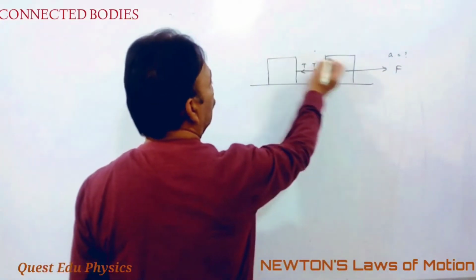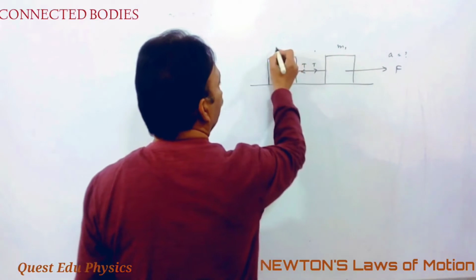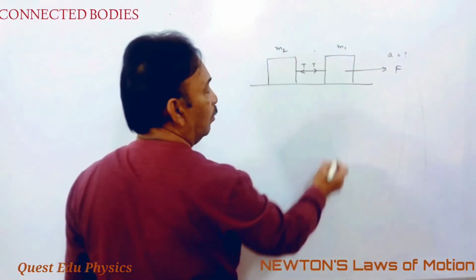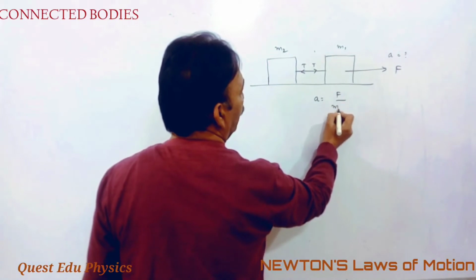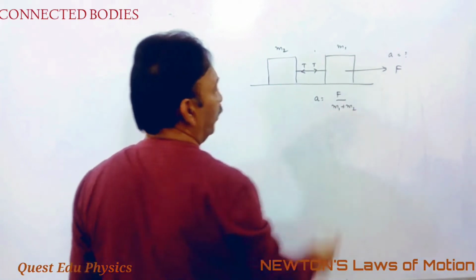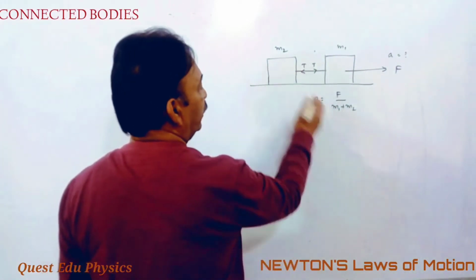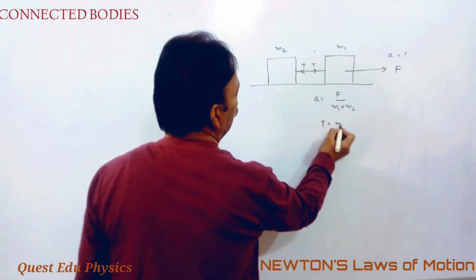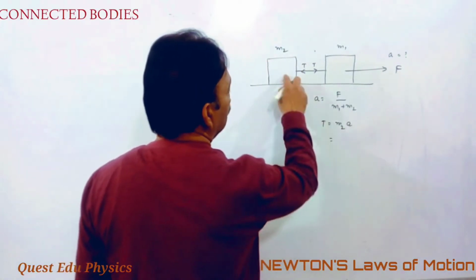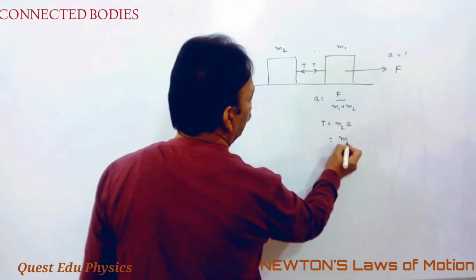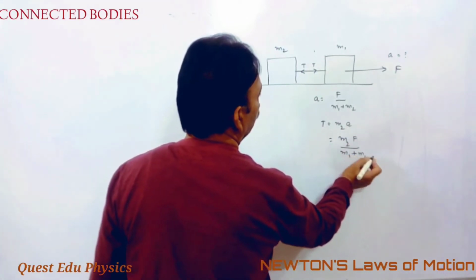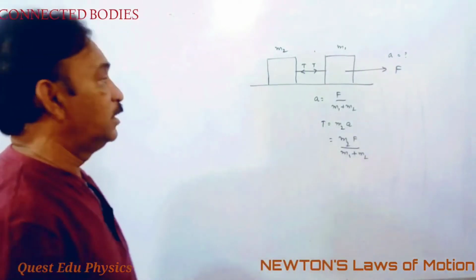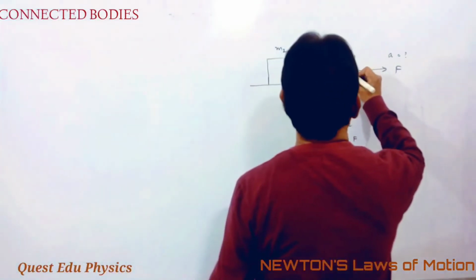Consider this one M1 and it is M2. You have to find the acceleration. A is equal to F by M1 plus M2. We got it? And we have to find the tension. T is equal to M2A. Okay students, then T is M2F by M1 plus M2.